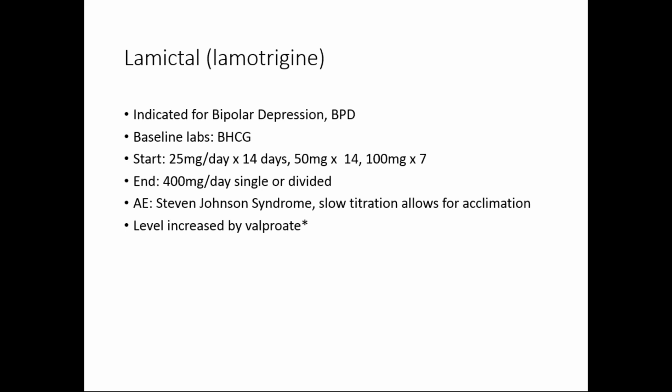Very slow up titration. 25 for 2 weeks. This is the most conservative approach. 25 milligrams for 2 weeks, then 50 for 2 weeks, then 100 for a week, and then you can increase by 50 to 100 milligrams weekly thereafter. The big concern with Lamictal is this systemic reaction, Stevens-Johnson syndrome, which is not just a little flaky, itchy red bump rash.